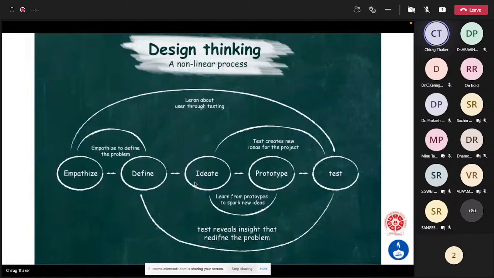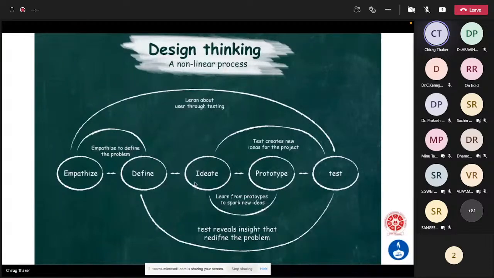How do you go back? Learn from the prototype to spark new ideas. Because sometimes certain prototypes give you creative solutions, creative ideas. So go back to your ideate stage and try to come up with better ideation. Or if you are in the test phase, after testing, your test reveals insight, and these insights can redefine the problem. So there are certain test insights which have the potential to redefine the problem. So from test, you can go back to define. From test, you can also go back to ideate, because testing creates new ideas for the project or the product on which you are working. Or sometimes from test, you can straightaway go to your empathize part, that is, learn about the user through testing.